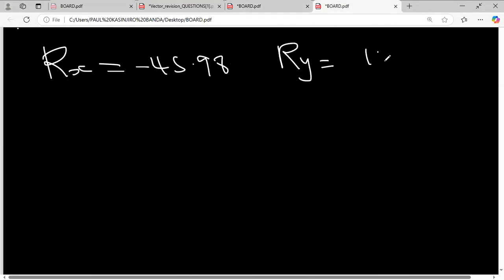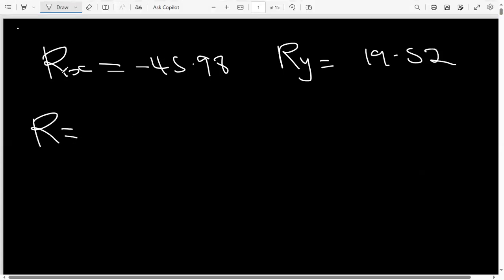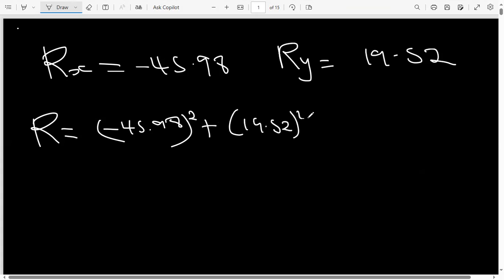19.52. So the first thing that we're going to find is the magnitude, which is just going to be the square of this plus the square of this and then the square root, right? So it's going to be minus 45.98 squared plus 19.52 squared. So this here we are going to find what? Punch whatever you can see here on your calculator. Make sure that you put these brackets here.